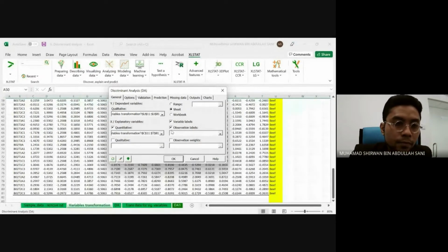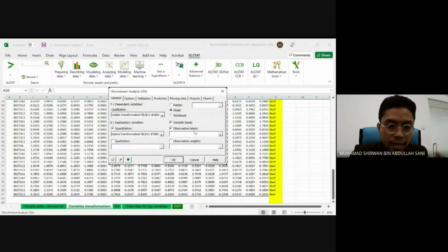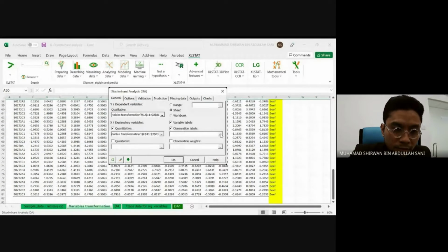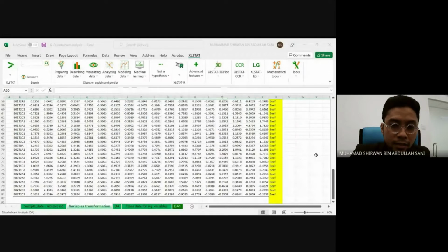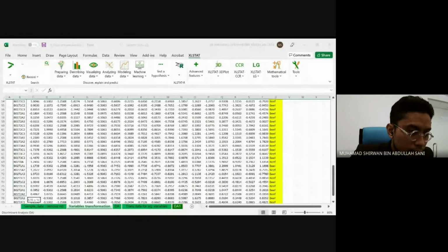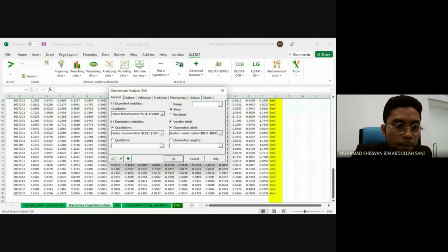So now you have to choose sheet. And then for variable labels and observation labels, make sure they are ticked. We have to tick this box. And then for observation labels, choose the sample's name. Starting from the sample title, drag down to the last row, which is BO2T2C3. The B in front means beef. Okay, until there.